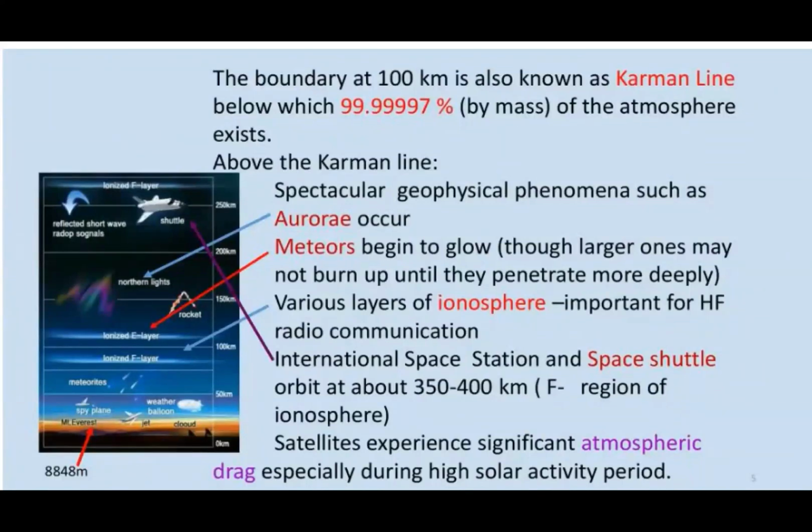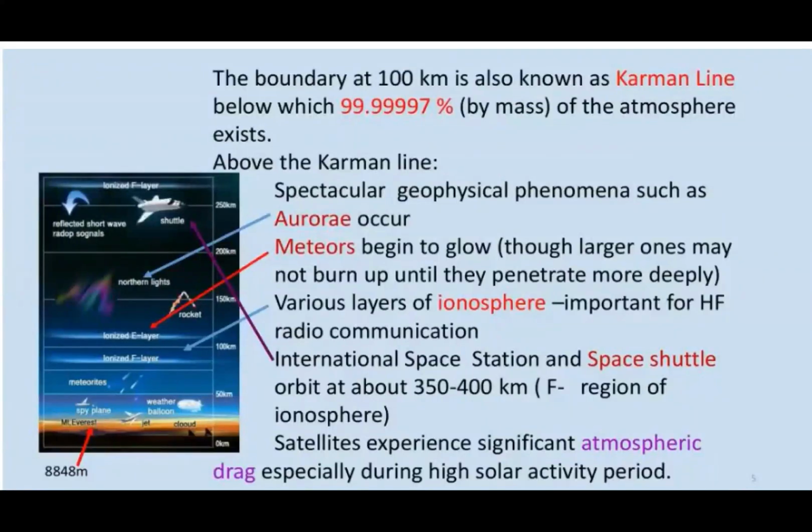Now, above the Karman line, though the atmosphere is practically very, very little, there are many interesting events and phenomena taking place there. For example, we all know about the northern lights or the aurora taking place at the polar regions. They are spectacular geophysical displays which occur at the height of about 150 kilometers, as shown here.